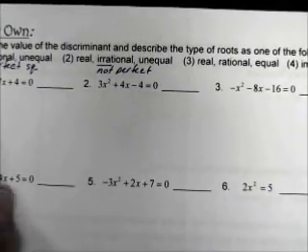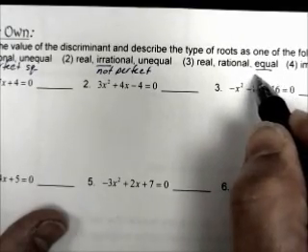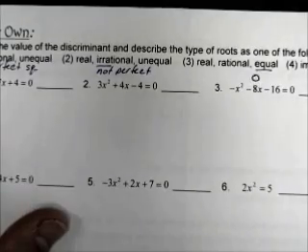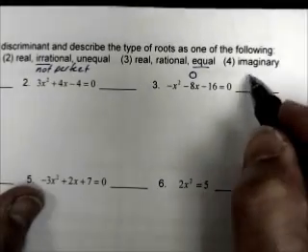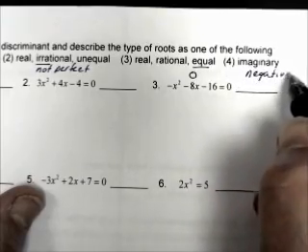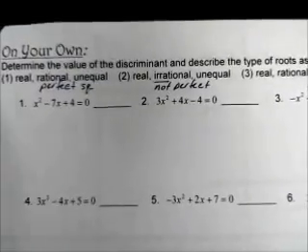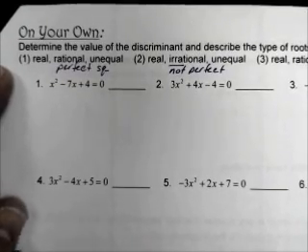Real, rational, equal, keyword equal, that's when your discriminant value is going to be 0. And imaginary, that's the easiest one, I think. That's when it comes out to be negative, less than 0. So we're finding the discriminant value of each and then describing the type of roots it has.